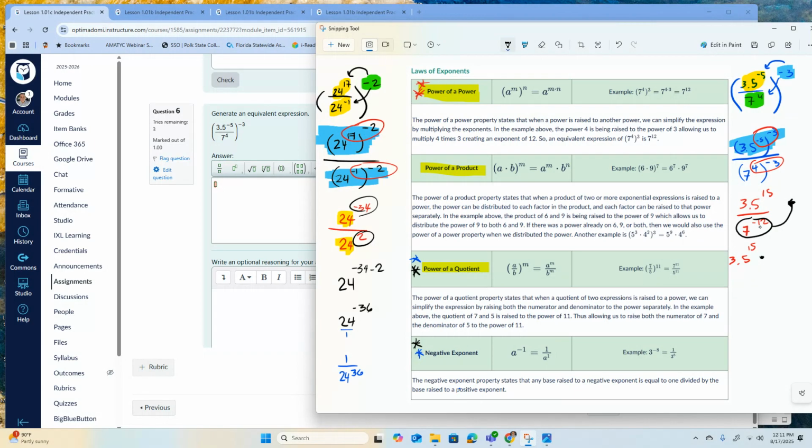Why multiplying? Because before it was dividing. And when you flip, you're changing the operation. You're making division to multiplication. So 3.5 to the 15th power times 7. So I'm going to bring the 7 up. And the exponent of the 7, I'm going to make it positive. Okay? And this is the equivalent expression as the problem or question you see in problem number 6. Okay? I hope this helps.